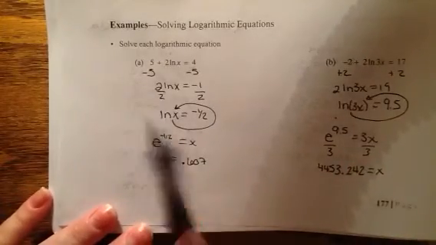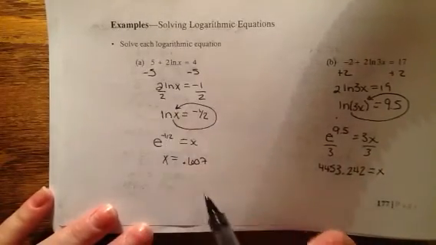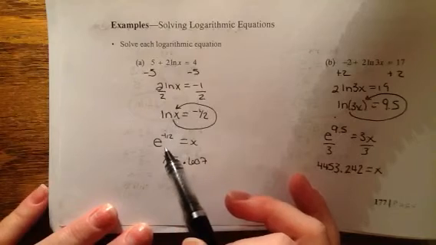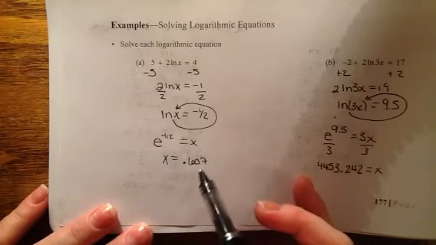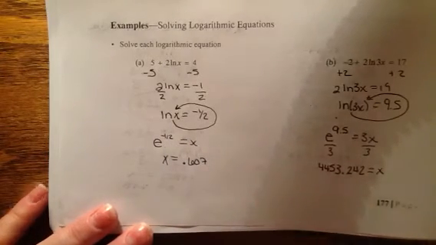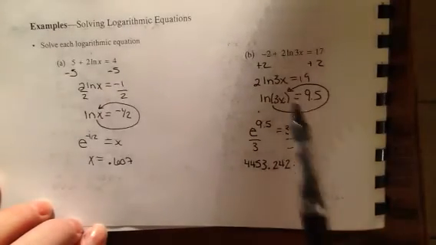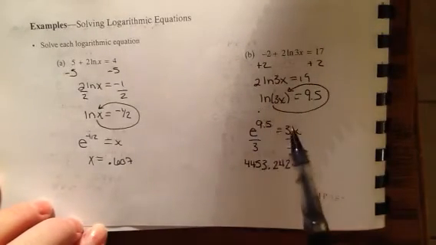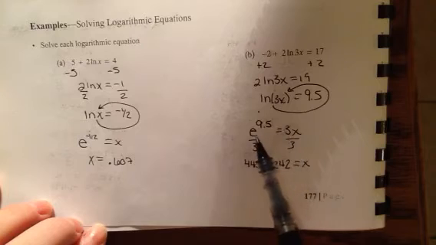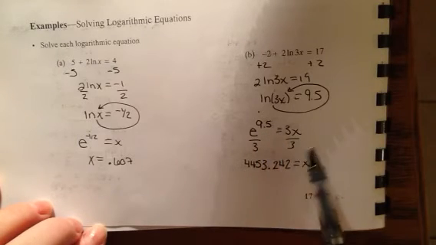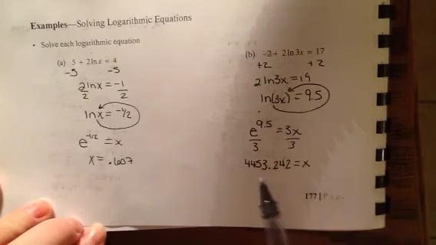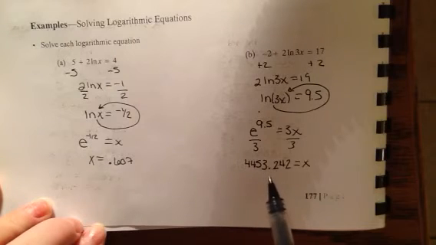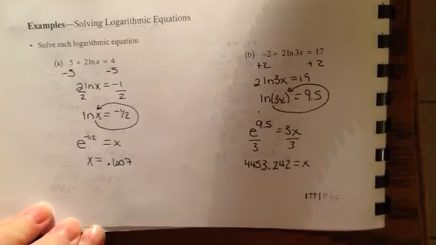So for this one I had to subtract my 5, divide by 2, and then convert from log to exponential. So e to the negative 1/2 equals x. x is 0.607. And then for letter B I added 2, divided by 2, converted, you should have got e to the 9.5 power equals 3x and divided by 3. So x is about 4,453.242. Hopefully this helps you out and that you can solve exponential and log equations.